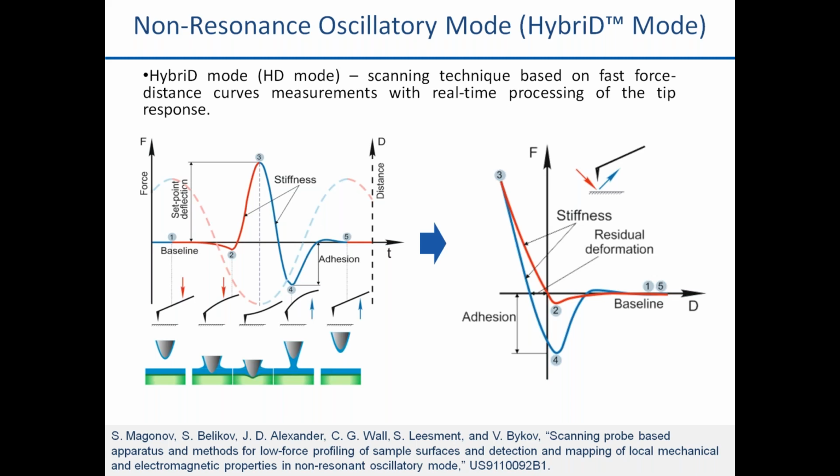So we have developed the first imaging technique based on force distance curve studies. We call this non-resonance oscillatory mode, or the hybrid mode. In hybrid mode, we vary the distance between the tip and the sample, which is shown on this graph with the dashed lines, together with a simultaneous measurement of the force response. So we have distance, we have force, and can build the force curves in real-time mode with a high speed. Speed is about a few thousand force curves per second.